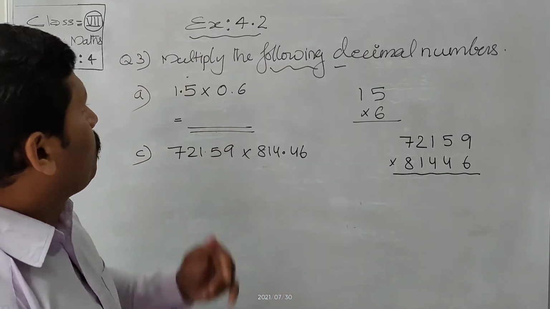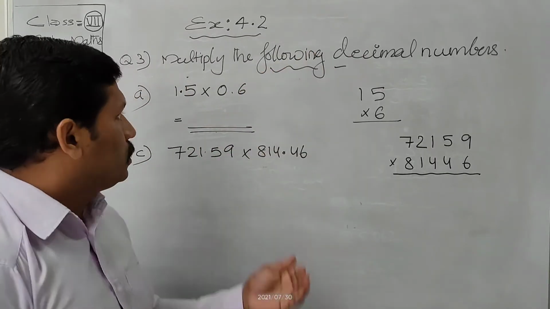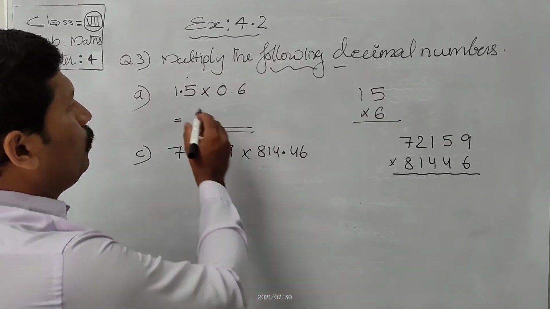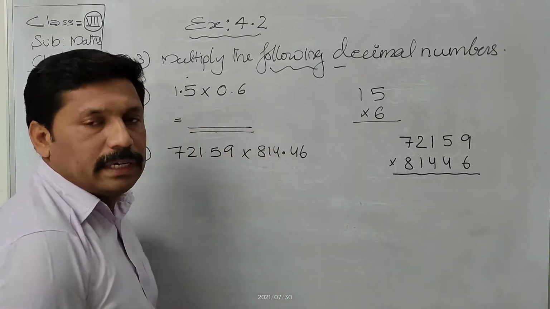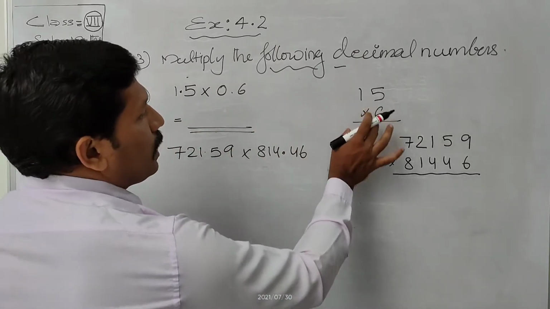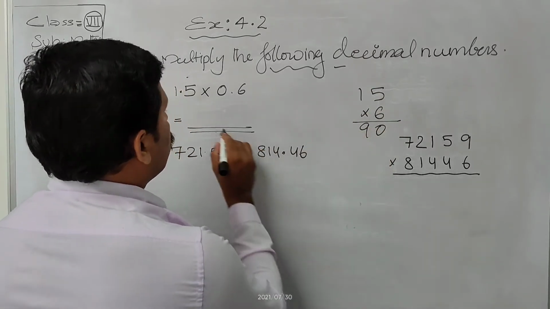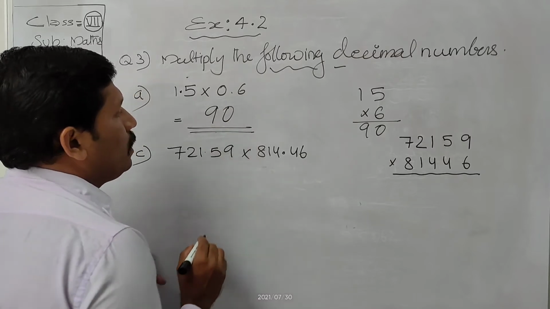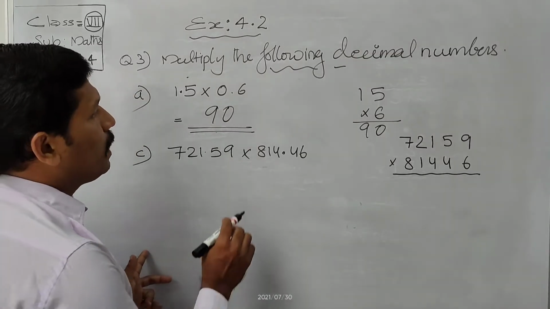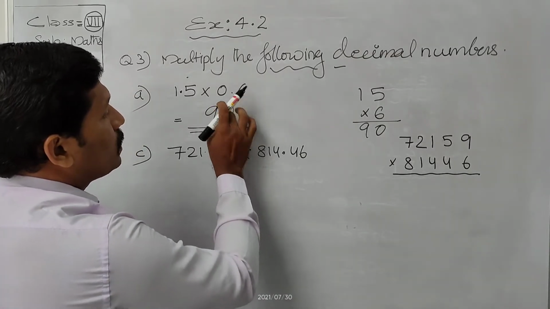Question number 3. Multiply the following decimal numbers. Here we have 1.5 into 0.6. Ignoring the decimal, we write that and multiply. 15 6s are 90. You know that 90. So here write 90, and now we place the point. Where do you have to place the decimal point?